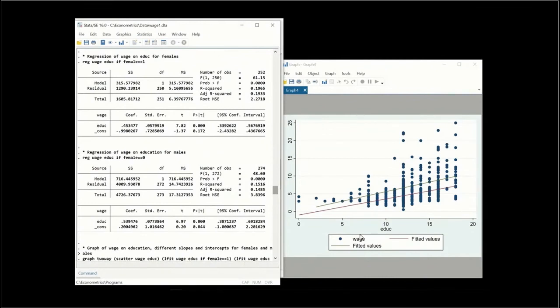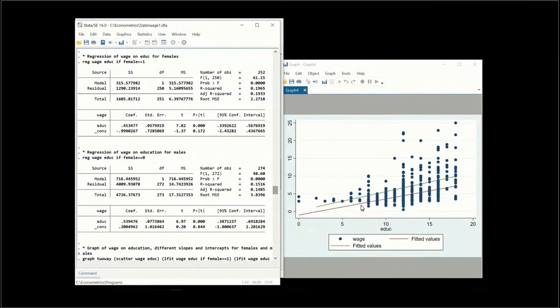If we have a graph like that, one thing that we will find is that they have different slopes. The slope here, 0.53, would be the slope for males, and 0.45 would be the slope for females. So the regression line for males is this one. It's a little bit steeper than for females, which is 0.45, which is a little bit flatter.